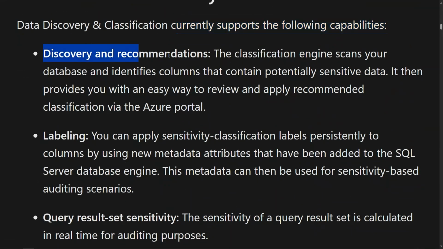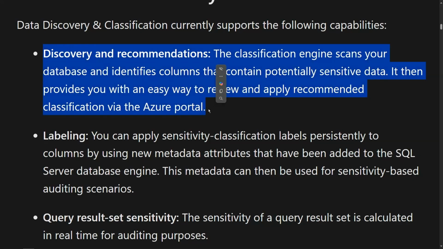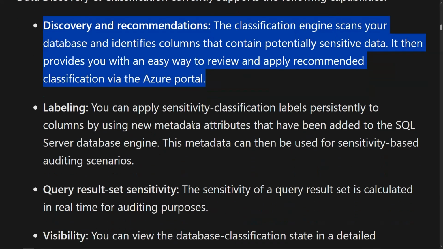First is discovery and recommendations. The classification engine scans your database and identifies columns that contain potentially sensitive data. It then provides you with an easy way to review and apply recommended classification via the Azure portal. But it doesn't protect our data from the non-administrative users.